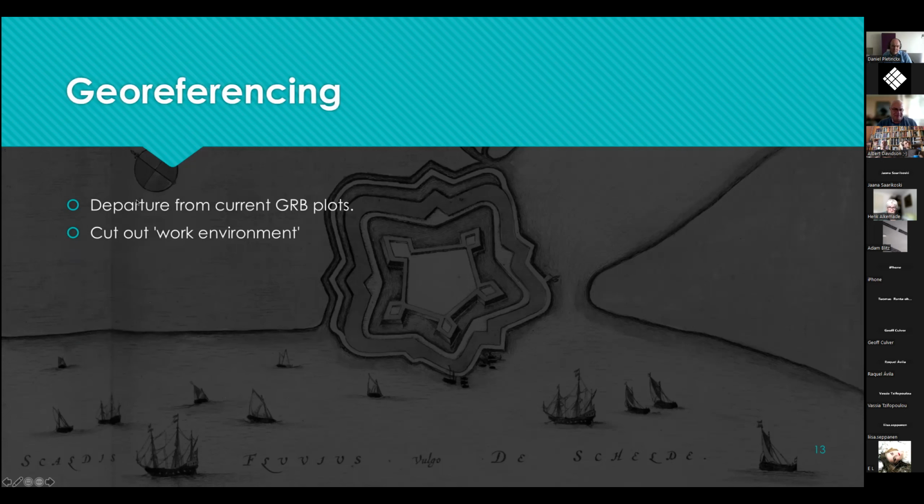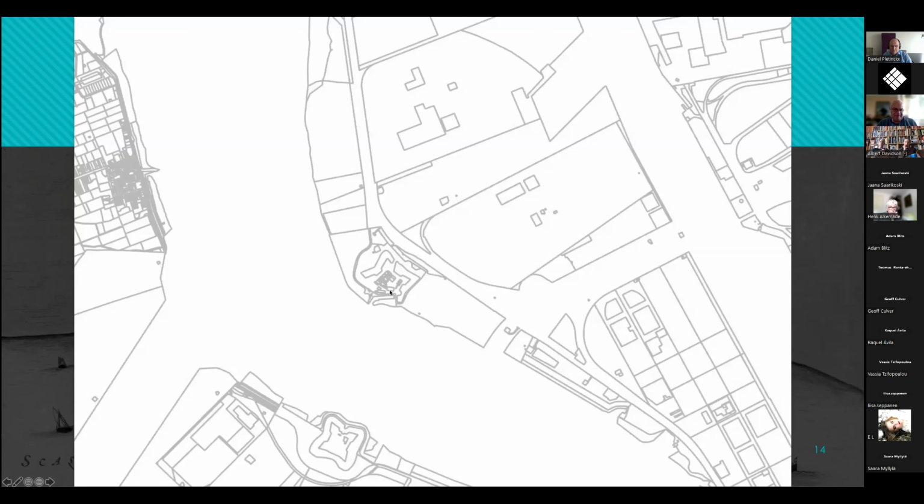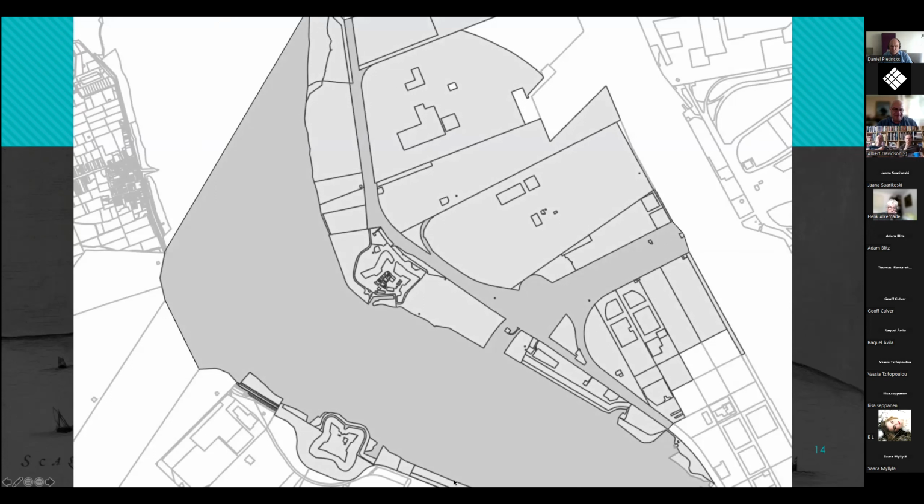So that in fact means that with georeferencing, we start from the current maps of today, and we try to work back and try to plot how the evolution was in time in a certain work environment. And if we do that for Lillo, here you see Lillo is here. This is the other fort, Pletinckx. This is the River Scheldt that you see here. And this is the zone that we are studying and that we want to put in the GIS.